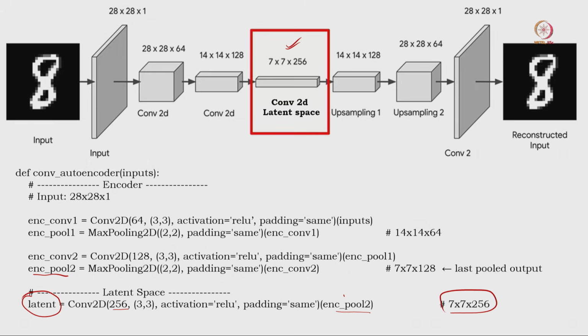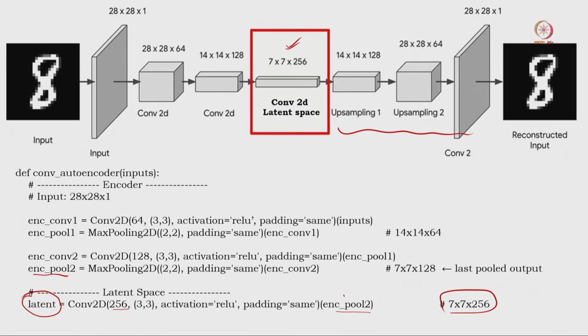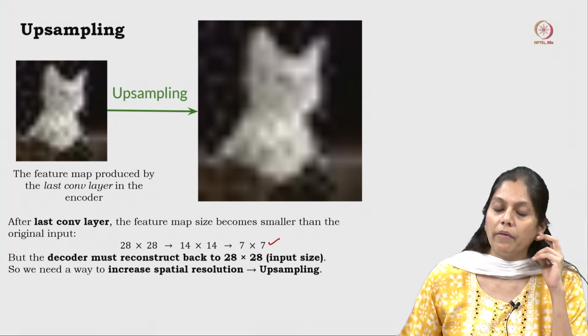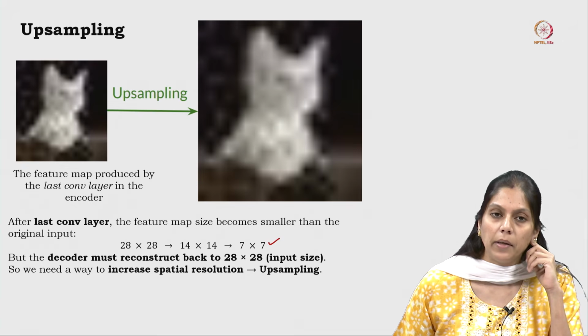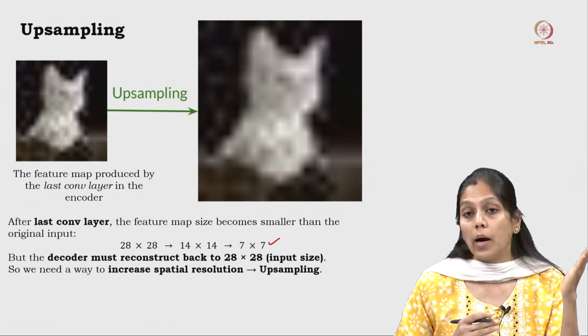Now, let us understand what will happen at the decoder. At the decoder, it is upsampling. So, what is upsampling? Your ultimate aim is, here you have reduced to 7 cross 7. From 28 cross 28, we have reduced to 14 cross 14. From 14 cross 14, we have further reduced to 7 cross 7. Now, from 7 cross 7, your ultimate aim is to go back to 28 cross 28, which means you have to now do upsampling.